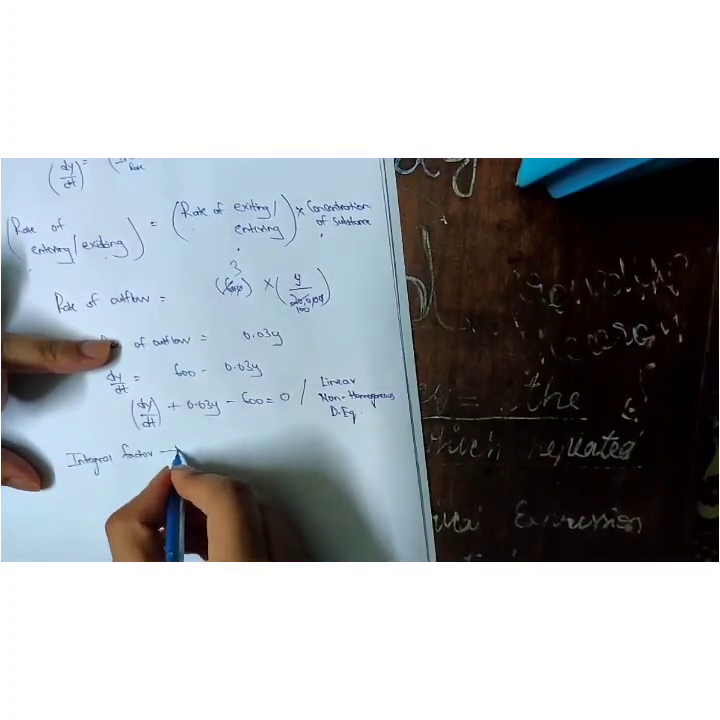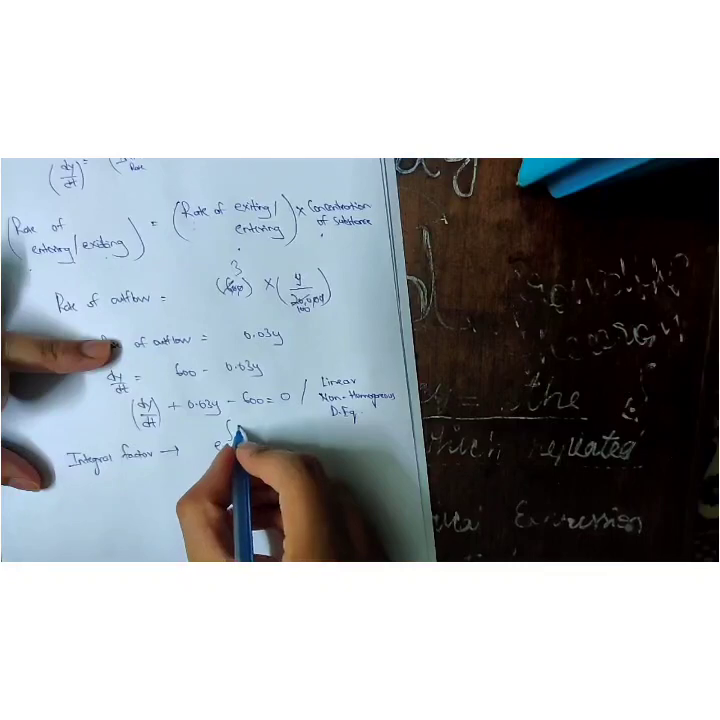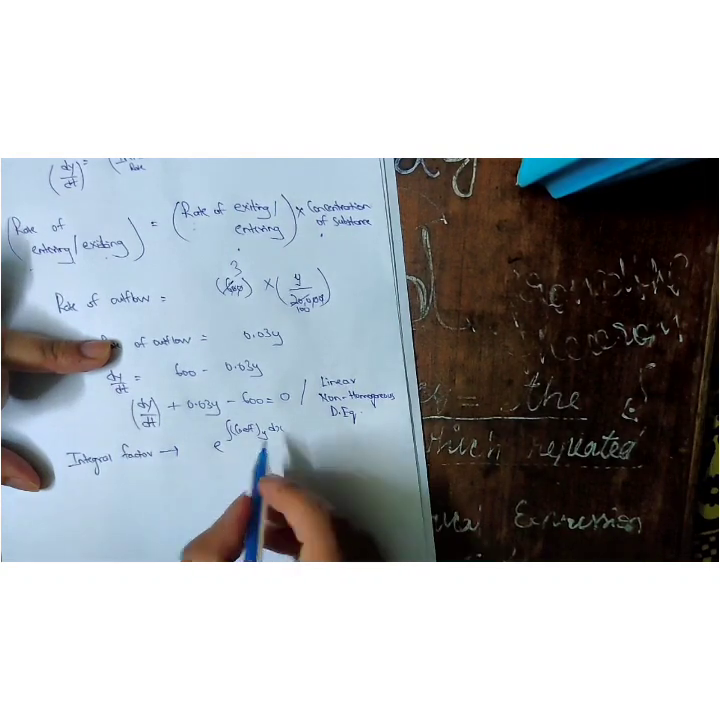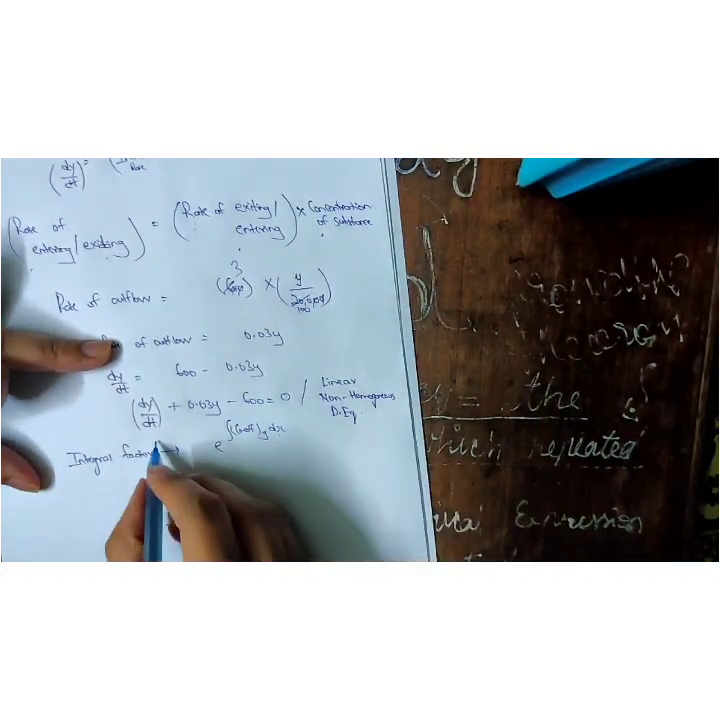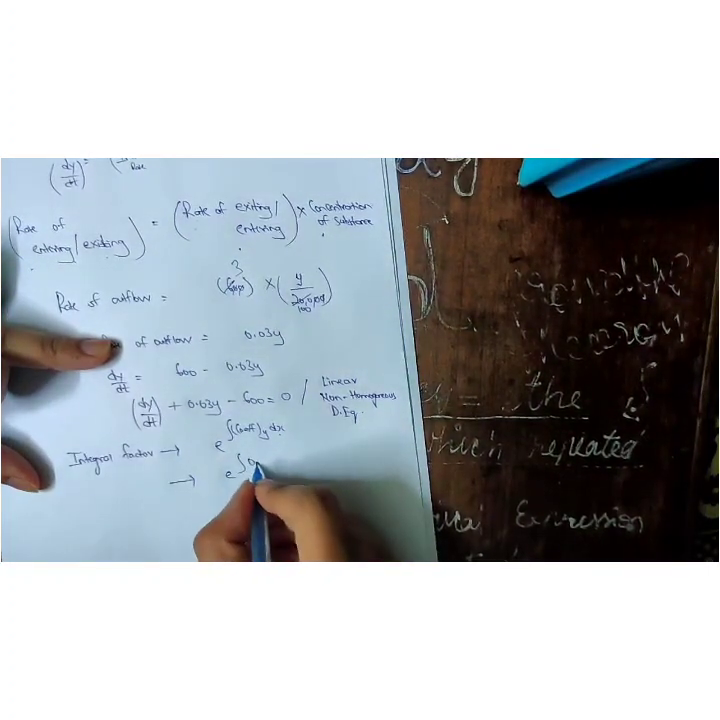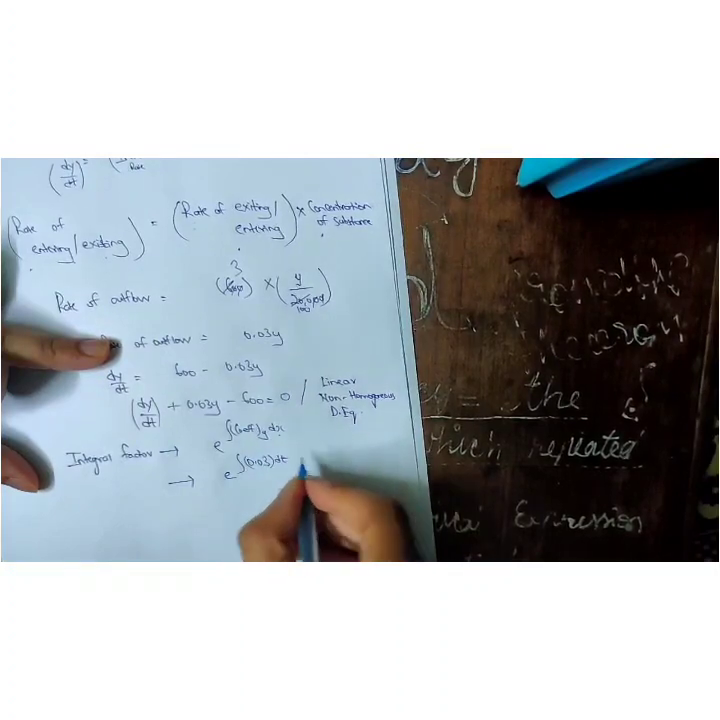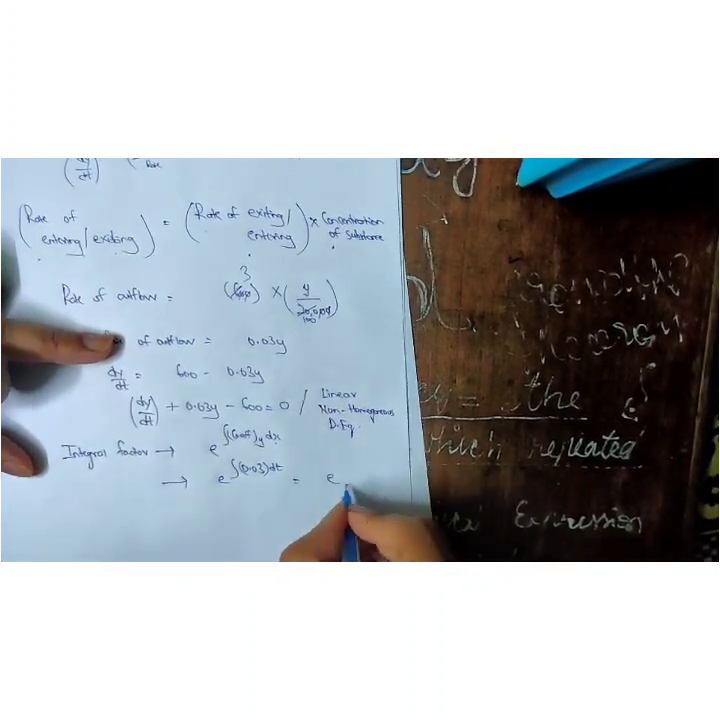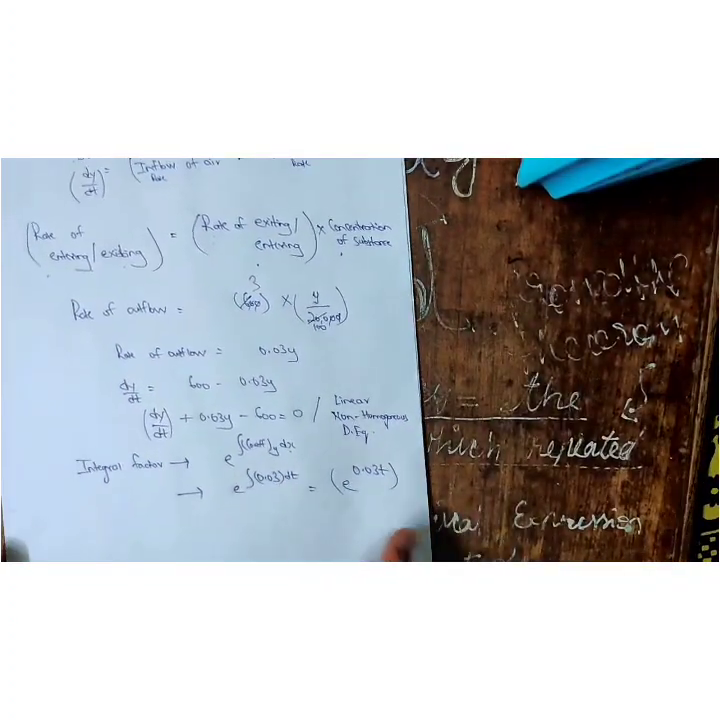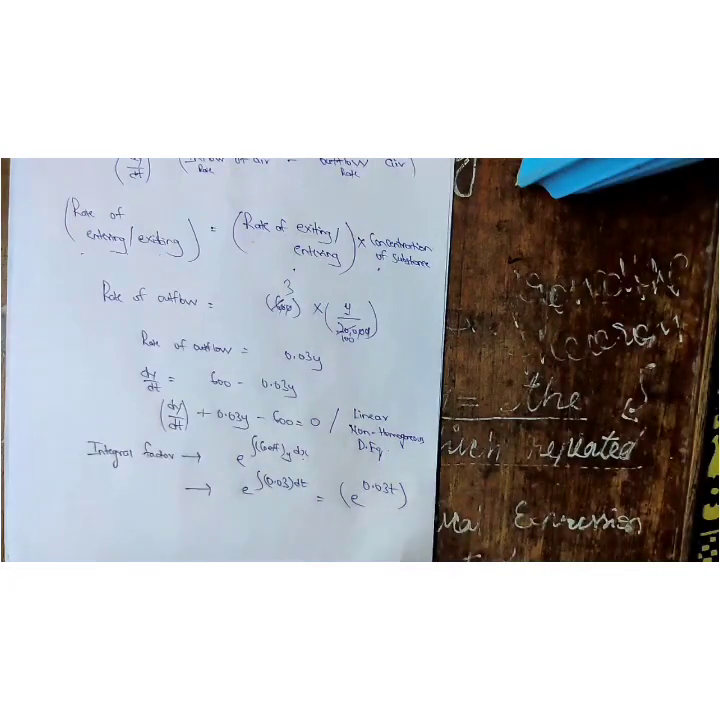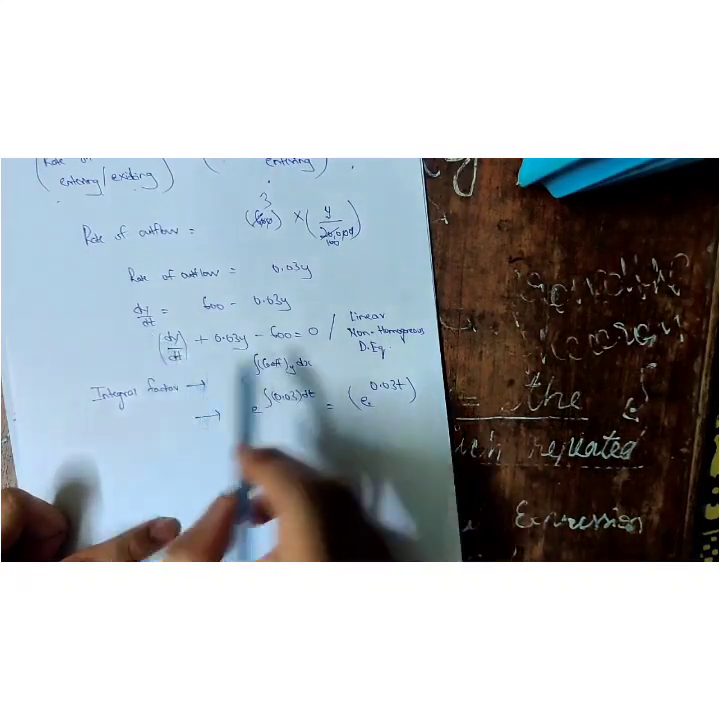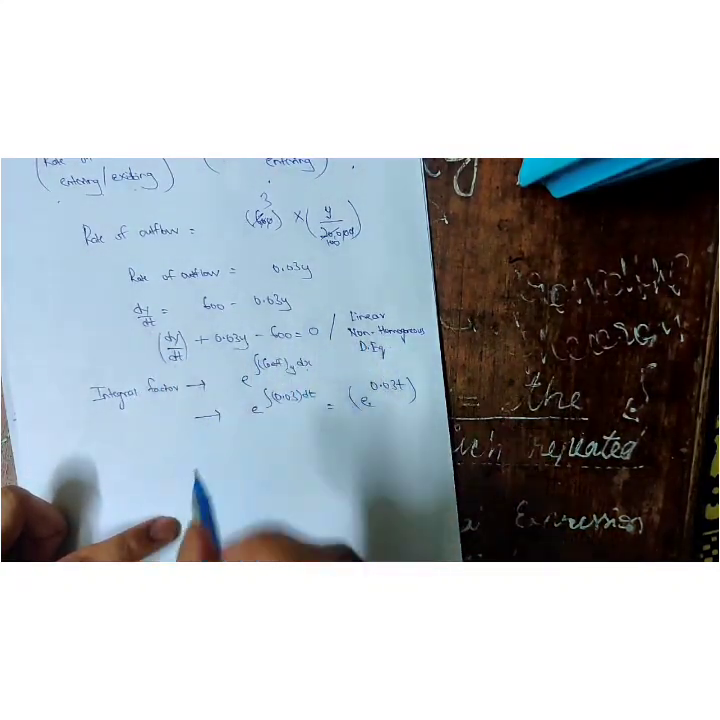Integrating factor is equal to e power integral of the coefficient of y dx. Here we don't have dx in this term. No sir, it's not dx, take dt. E power integral of the coefficient of y, 0.03 dt, which is equal to e power 0.03t. Okay guys, now how to solve the question from the integrating factor? Simple, just multiply the integrating factor with the linear differential equation on both sides.